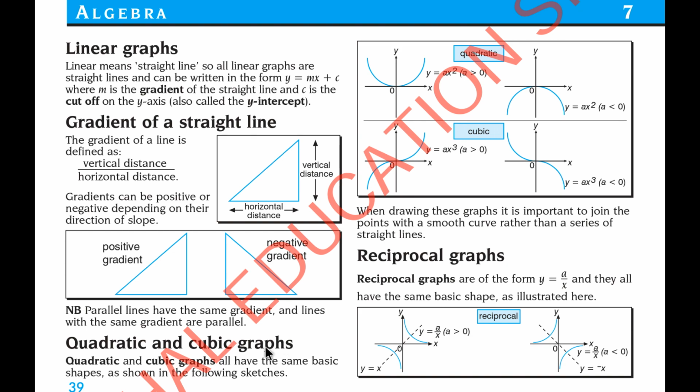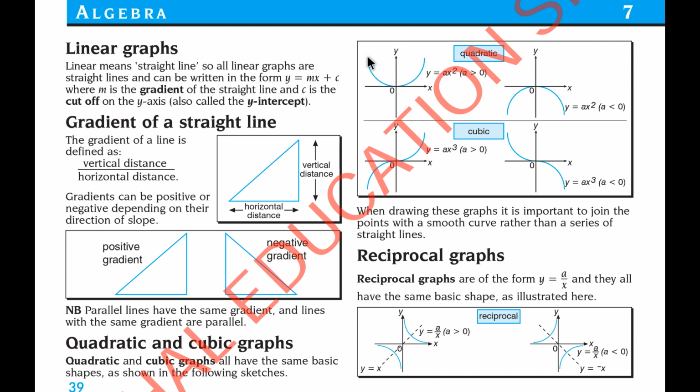Quadratic and cubic graphs all have the same basic shapes as shown in the following sketches. These are quadratic graphs. This is also a quadratic graph. This is a cubic graph. This is also a cubic graph. Any quadratic can be written y equals ax squared plus bx plus c, where a, b and c are constants. I'll repeat it: y equals ax to the power 2 plus bx plus c.